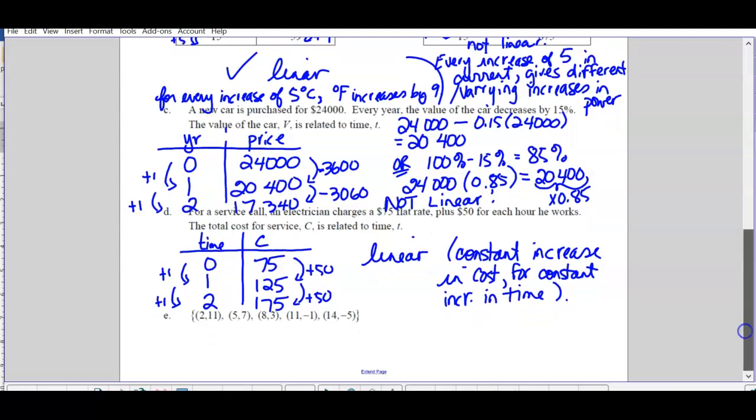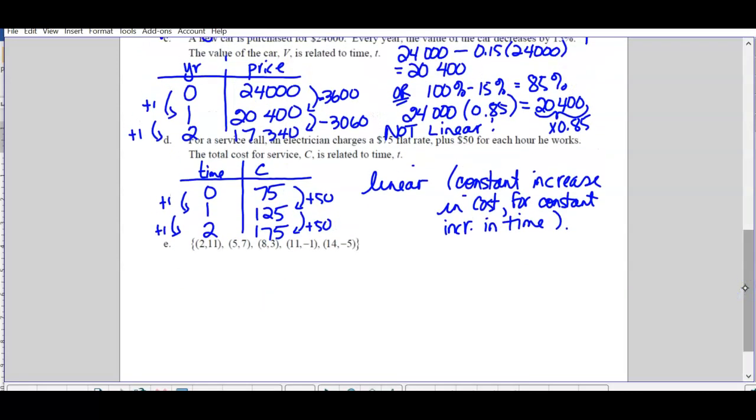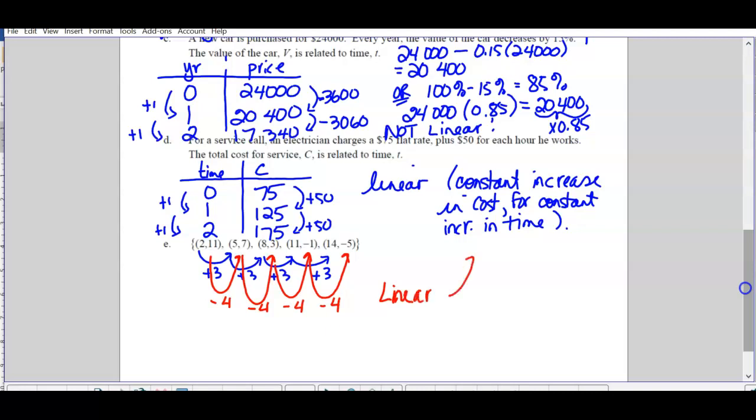Okay, next one is written as a set of ordered pairs. So I kind of just like to take a look at what's happening to the x values. You could even make a table of values, but here x is increasing by 3, and then by 3, and then by 3, and then by 3. Okay, so what's happening to y? So y is subtracting 4, subtracting 4, subtracting 4, subtracting 4. So yes, that's going to be linear. Again, the same reason, all right?